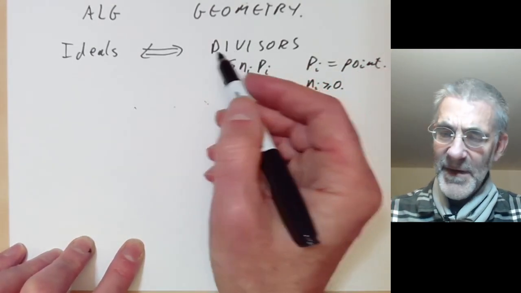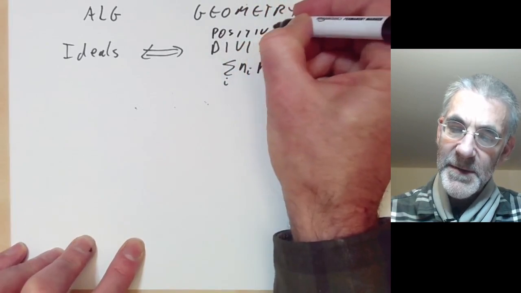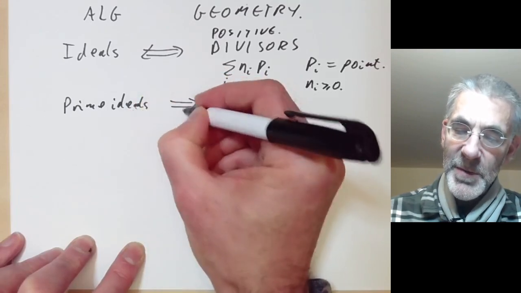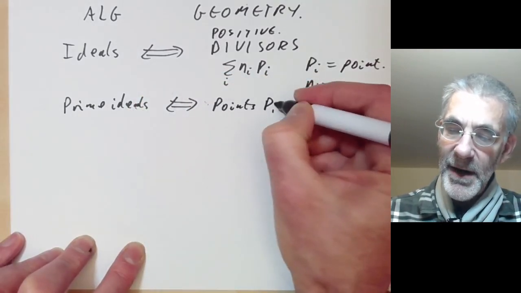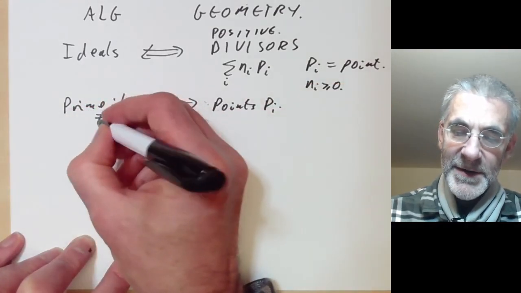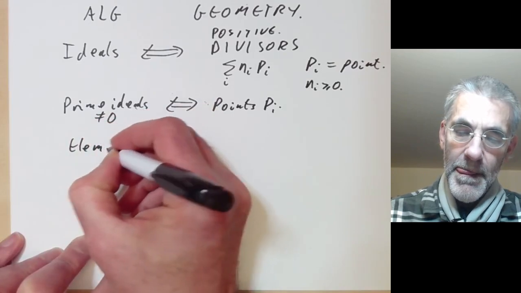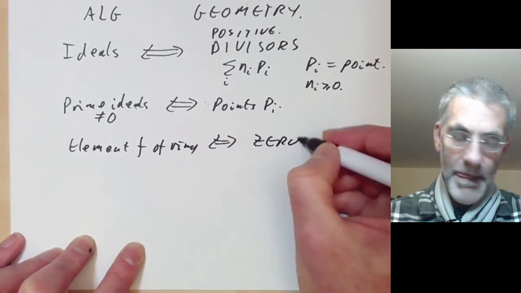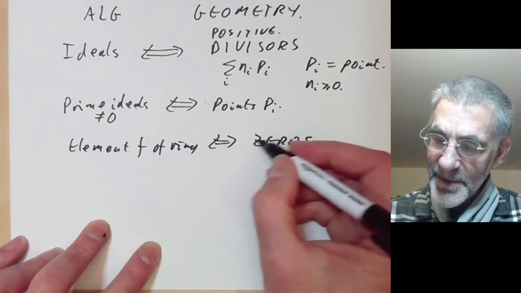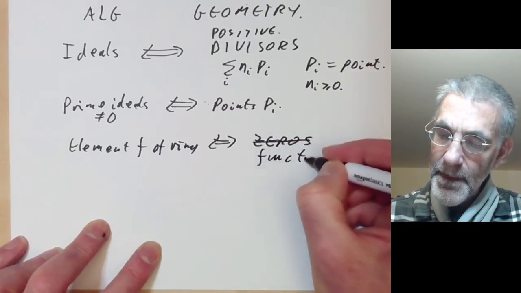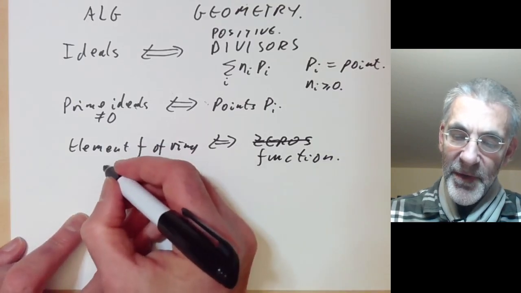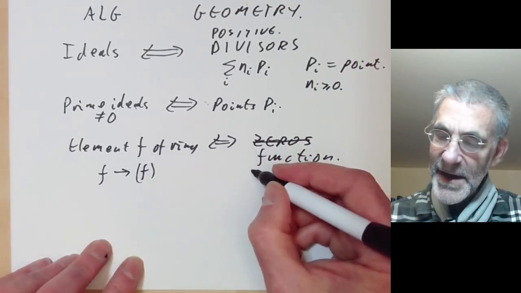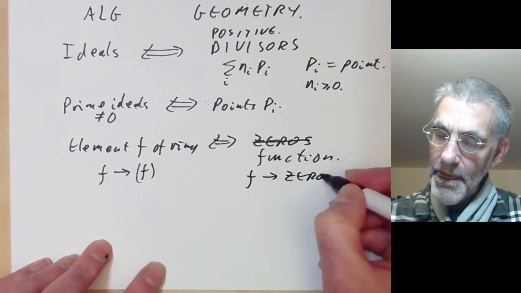Well, I guess these correspond to positive divisors. Then prime ideals just correspond to points p_i. That's prime ideals that are non-zero, of course. And an element f of the ring corresponds to a function on the curve. And the map from an element to the ideal generated by f just corresponds to taking a function f to the zeros of the function.